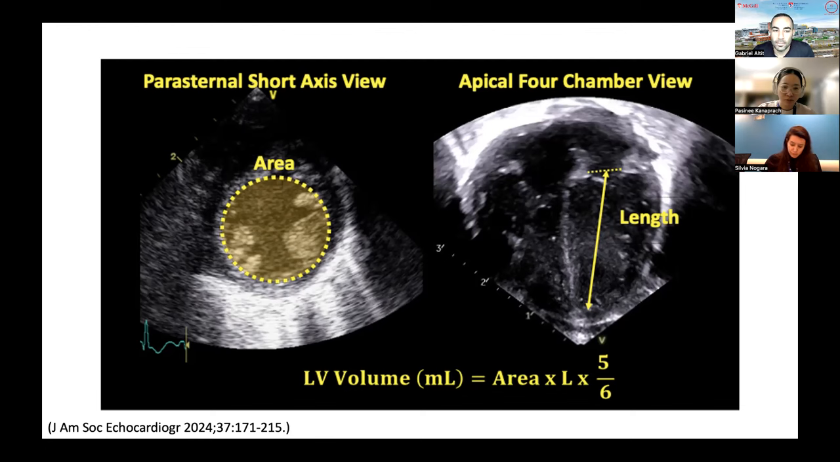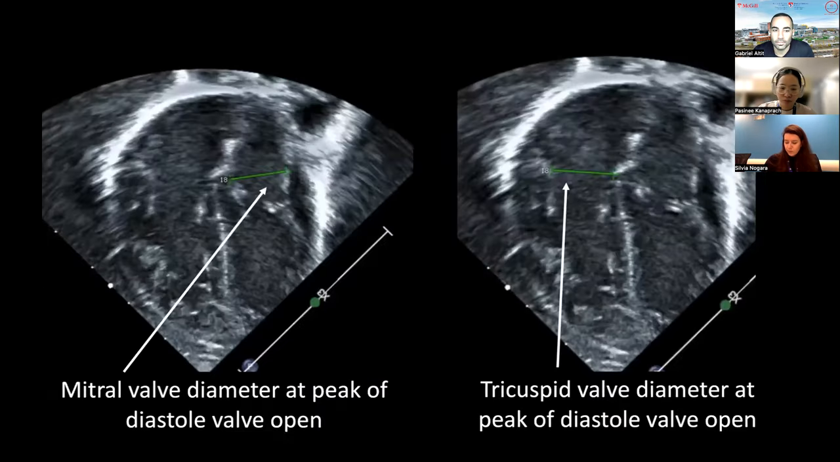So that it can give you a better assessment of ejection fraction when there's some distortion of the septal motion. You can use the apical view to measure the diameter of the atrioventricular valves. So here it's a measurement of the mitral valve at the hinge point of the valve when it's open. And you can do the same thing with the tricuspid valve, when it's open, not when it's closed.